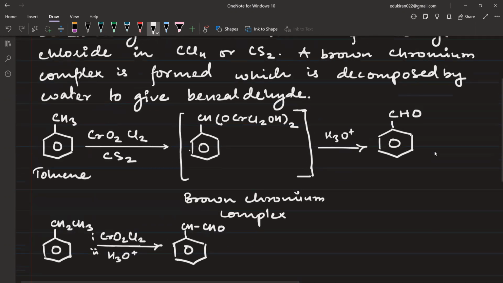Sir, here if we use CS2 also, will it be the same compound or different? What? If you use CS2, sir, instead of H3O+. No, this is the second step. This is just a solvent, not a reactant. Please remember this. I'm saying in the second step it is H3O+. Yes, sir. Okay, so CS2 is not a reagent. It is just a solvent.